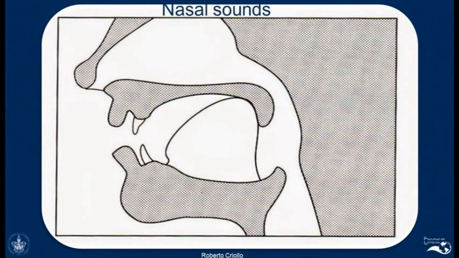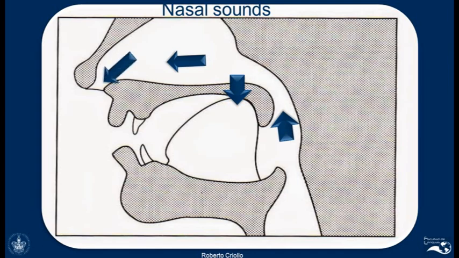Now, what happens with nasal sounds is that you can see that the tongue is blocking the oral cavity, so the air cannot escape. It has to go up all the way through the nasal cavity, and it comes out in the nostrils. That's why these sounds are called nasal, because they are produced by air that passes through the nasal cavity.